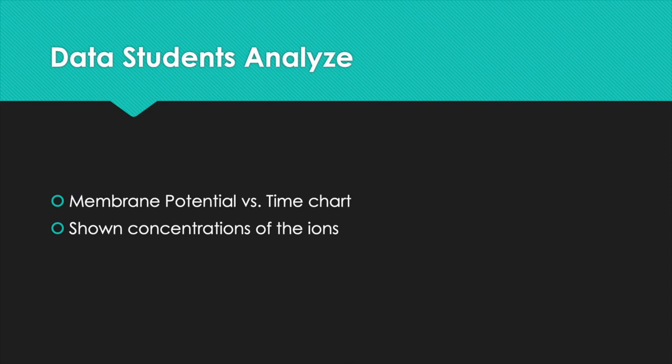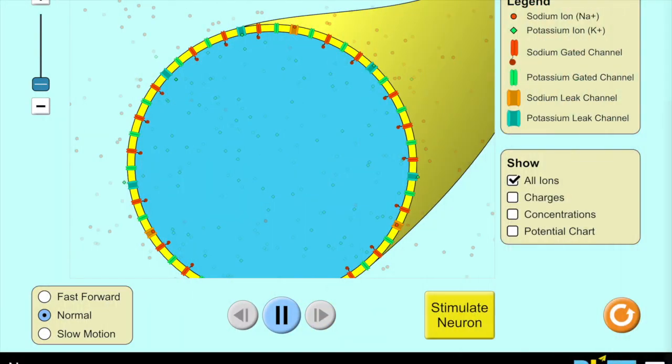This simulation does give students a chance to analyze data in two separate ways. First, there is a chart that shows membrane potential versus time, and then there's also that section where you can see the concentrations of the ions.